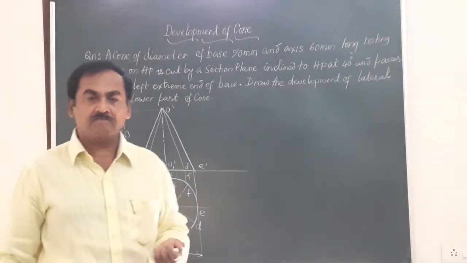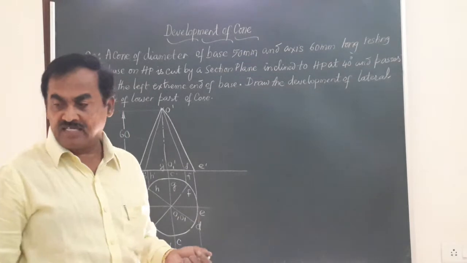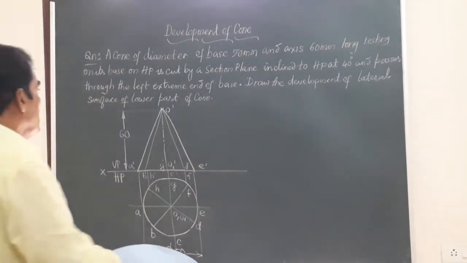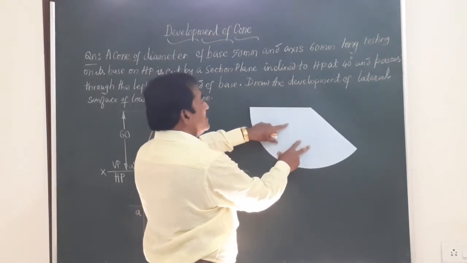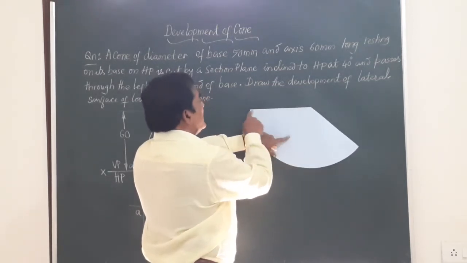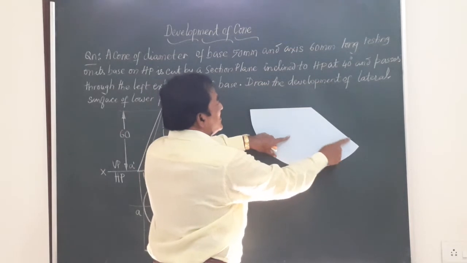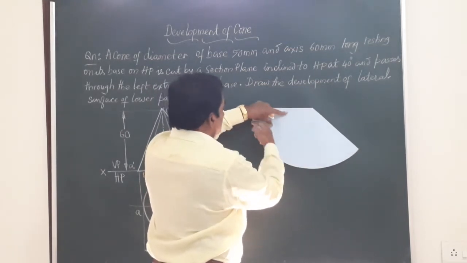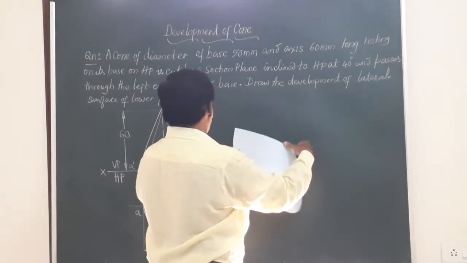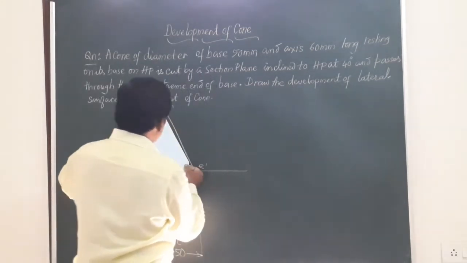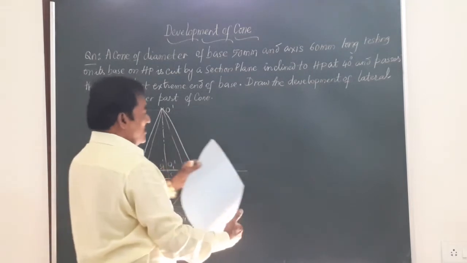Now friends, if it is not cut by any section plane, the development would be a sector like this, which has got this length equal to R. This length is also equal to R. This is the quadrant, a sector. So this angle theta, I'll tell you how to find out. Before that, this length is this length. The length here is the slant length.